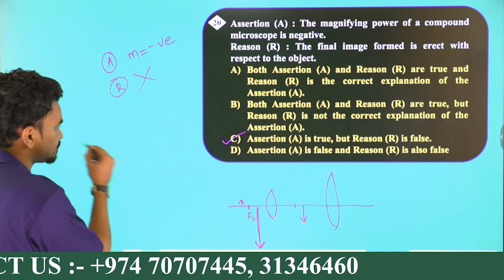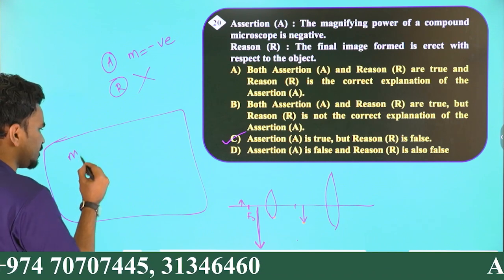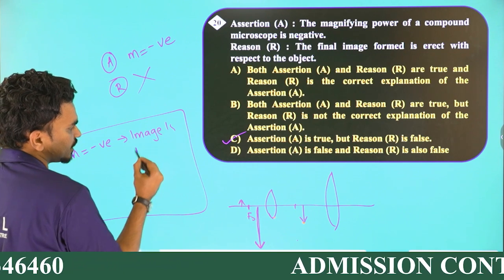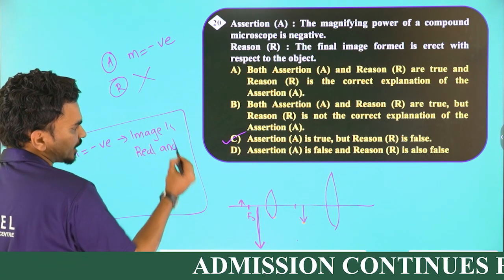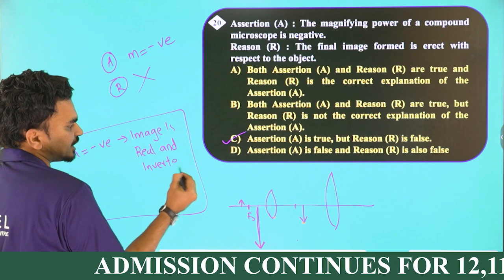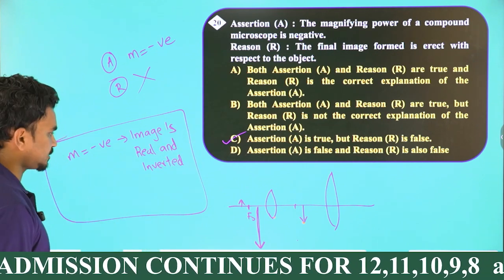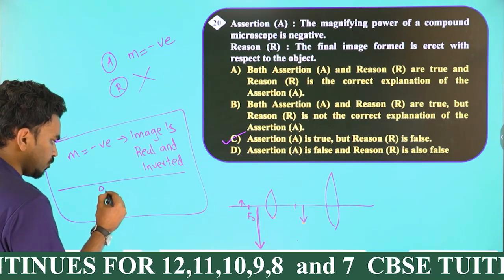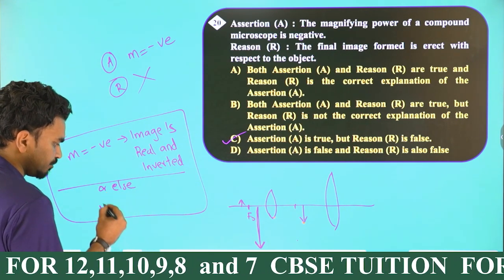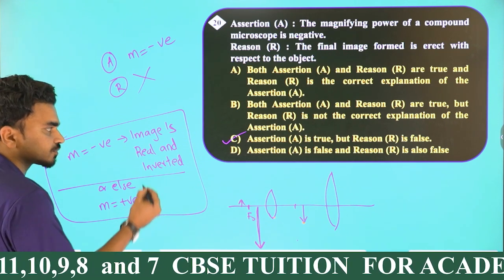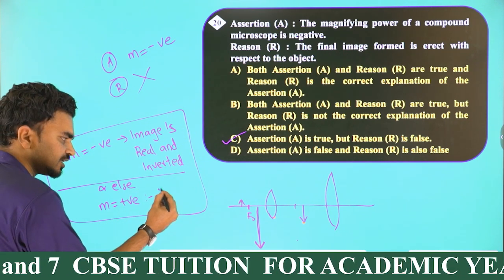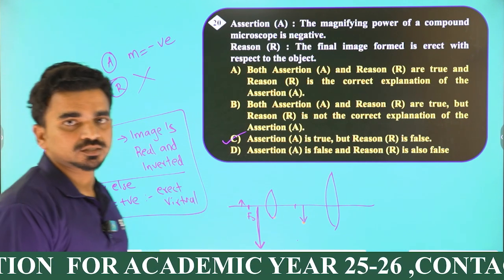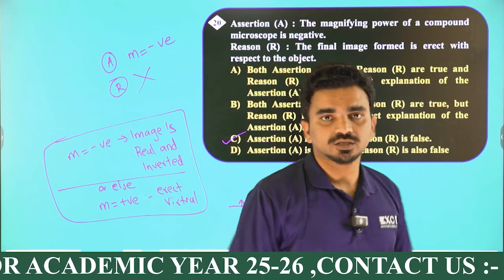At last, a small capsule for you. Keep this in your mind. Magnification is negative when the image is real and inverted. If the image is inverted, then magnification will be negative. If it is not, then magnification is positive. Magnification is positive when the image is erect and virtual. Okay, that's the last point. Keep that fact in your mind.